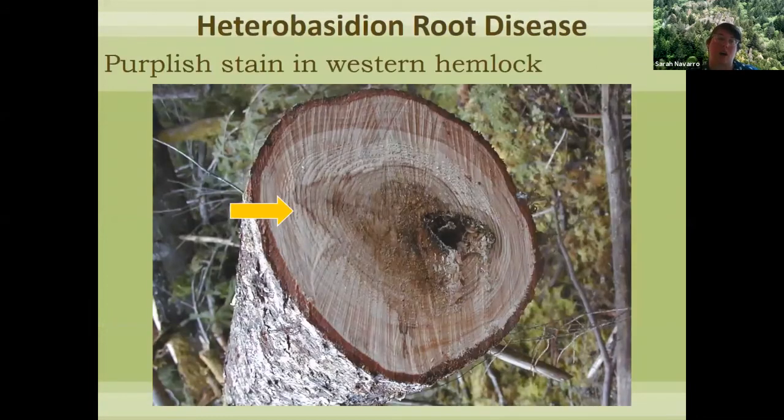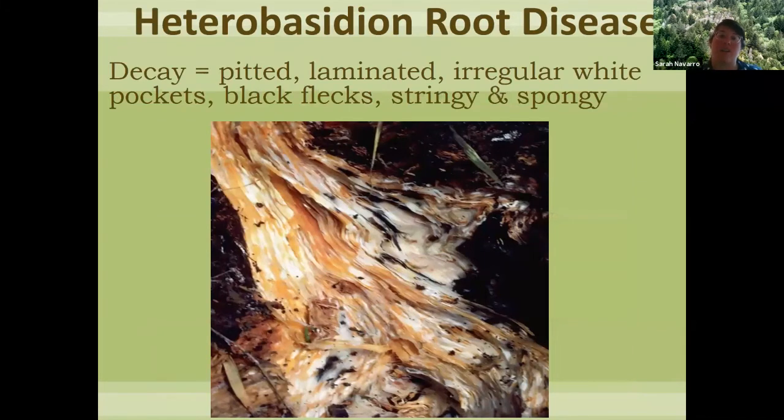And just like laminated root disease, Heterobasidion root disease will cause a stain in the stump and red on the wood. It causes a purplish stain versus that reddish brown.